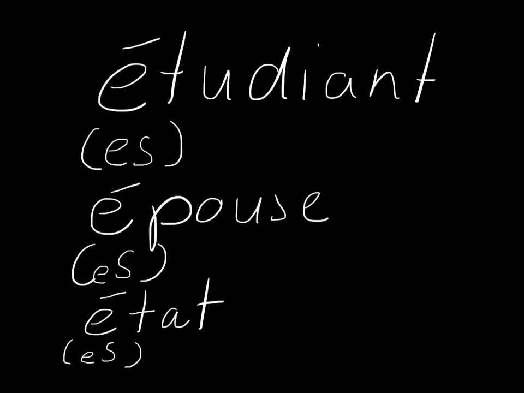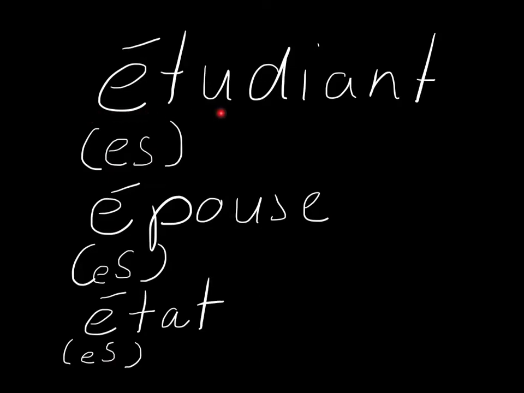More examples. Étudiant. Now remember, when you have an E accent aigu before a T or a P, that is often like an S or an ES. So étudiant is like student in English. Épouse is like spouse. État is like state or even estate in English.